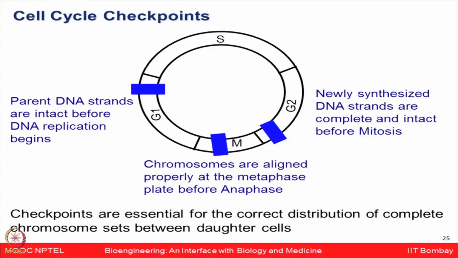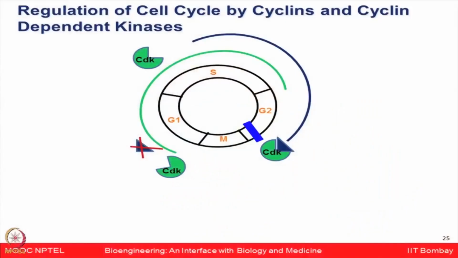So, these various checkpoints are so essential for the correct distribution of a complete chromosome set between two daughter cells. Now, let us think about this entire intricate process, which is so complicated. How is it being governed by certain proteins, right? A set of proteins known as cyclins and cyclin dependent kinases play an important role to govern these processes. Let us now go back to our cell cycle diagram and draw where these proteins are being synthesized.